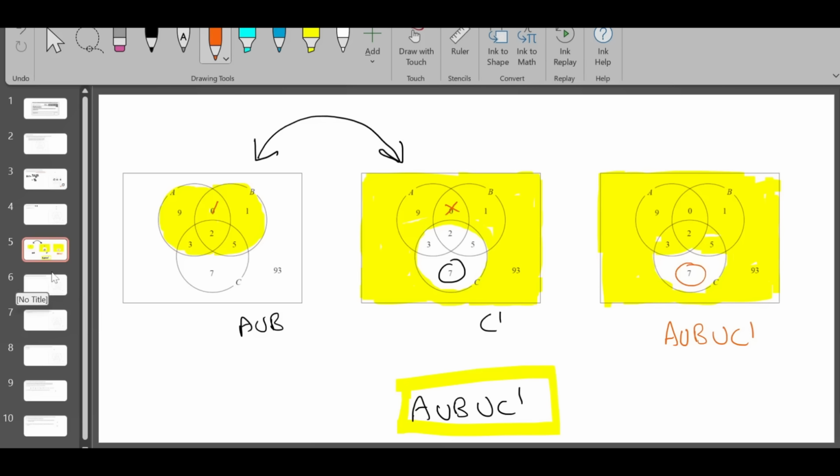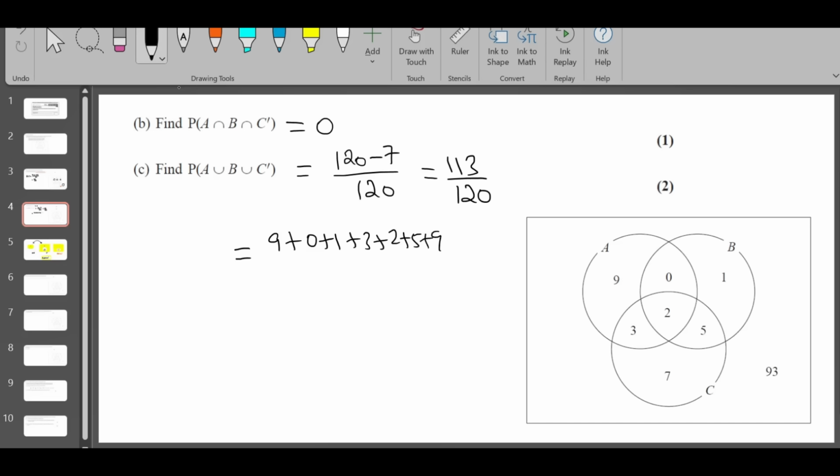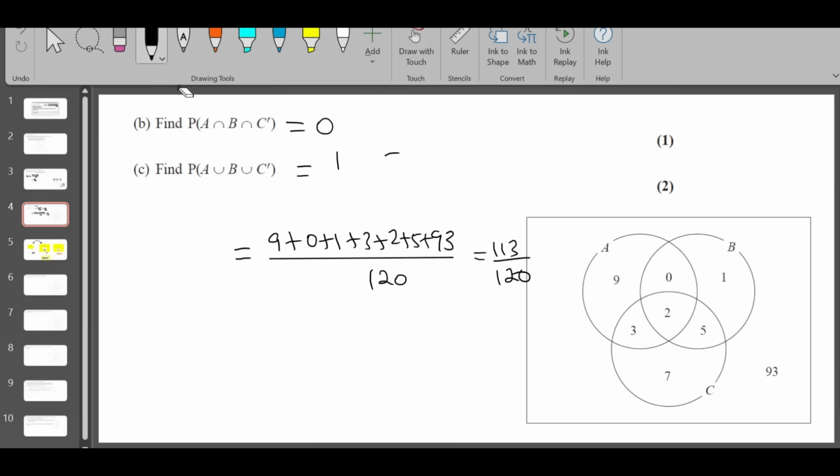You can do two things. When you add, the total is 120. So when you leave 7, you can write 120 minus 7 over the total, which is 113 over 120. Or you can simply write 9 plus 0 plus 1 plus 3 plus 2 plus 5 plus 93, everything except 7 over 120, which is 113 over 120. I think this will be more appropriate.